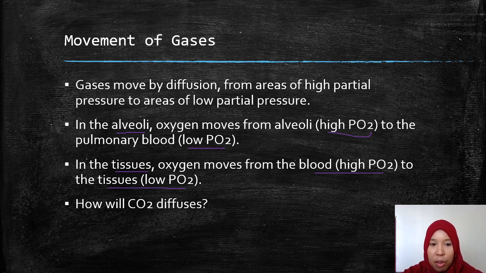So there's low oxygen in the tissue, but there's high in the blood. So therefore, where does the oxygen move? So the oxygen moves from the blood to the tissue, right? So these are the movements of the oxygen. Now let's talk about the carbon dioxide. Now the carbon dioxide is interesting. It is in contrast to the oxygen movement, right? Now let's go back to the tissue.